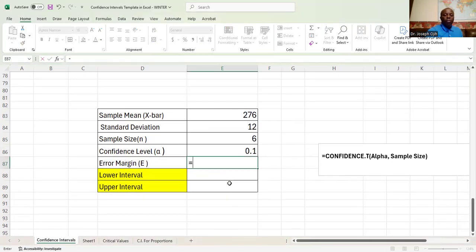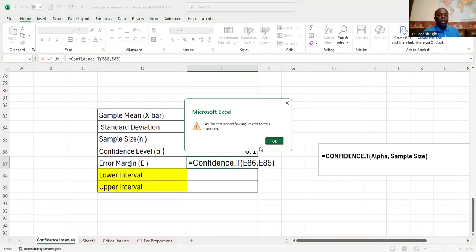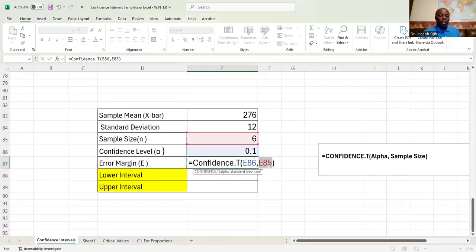We have equals confidence dot T. Alpha is 0.1. Click on the comma. Then sample size is 6. Then close the parentheses. When you press the enter key, it gives you the error. I missed something. I forgot the standard deviation.